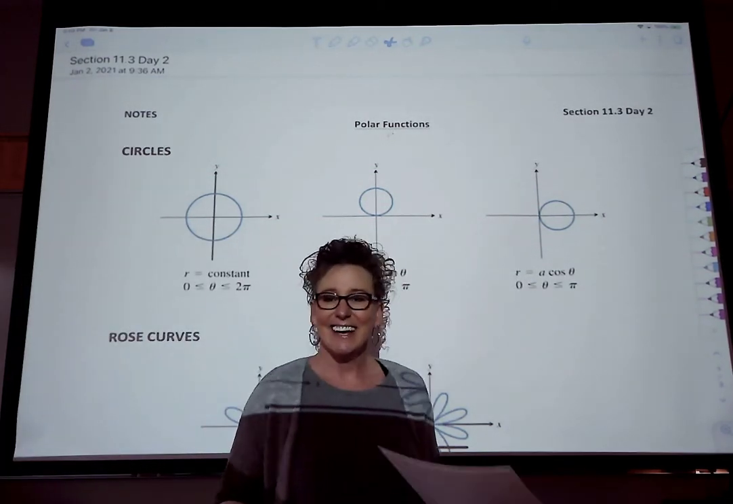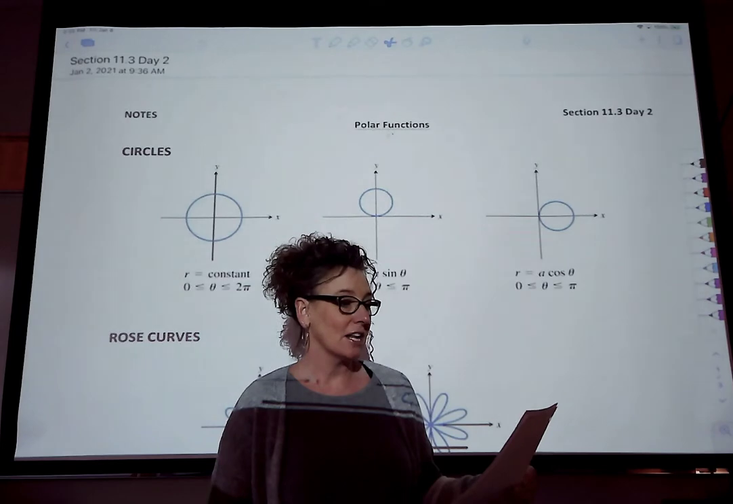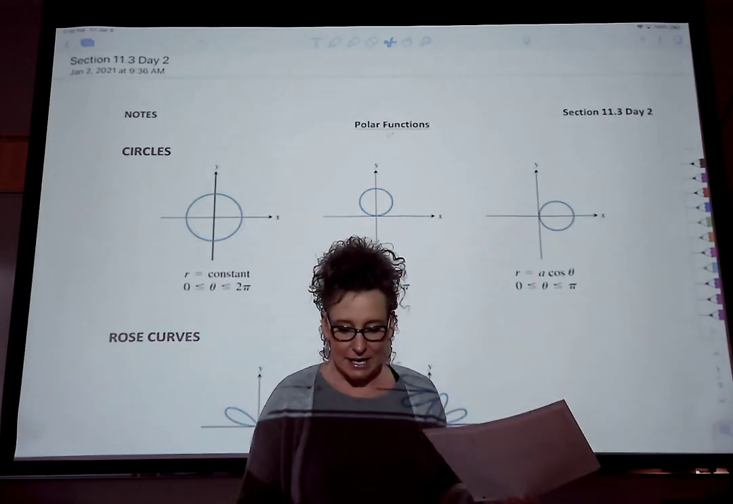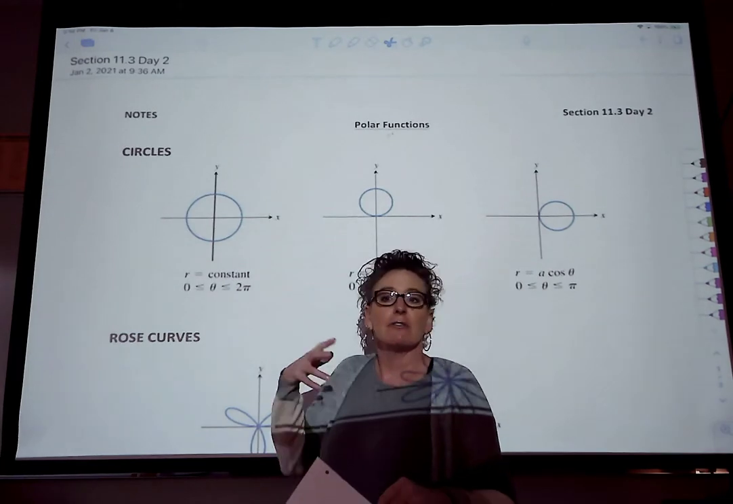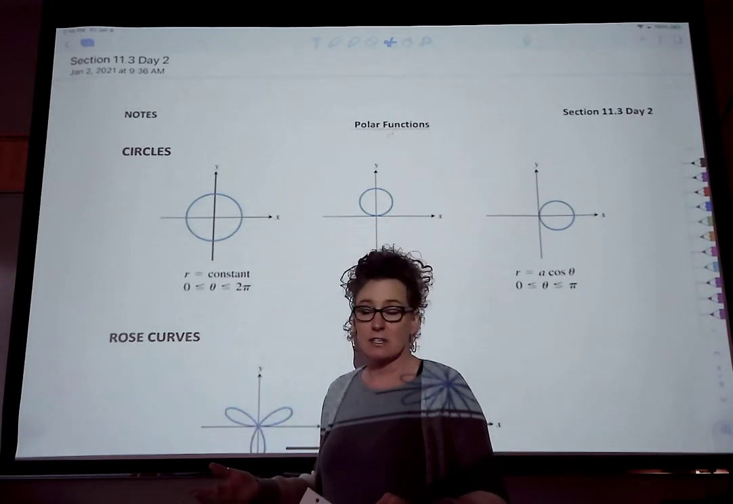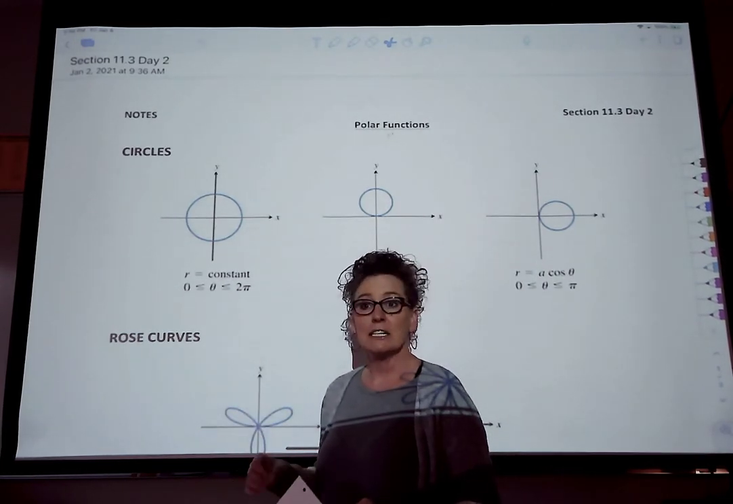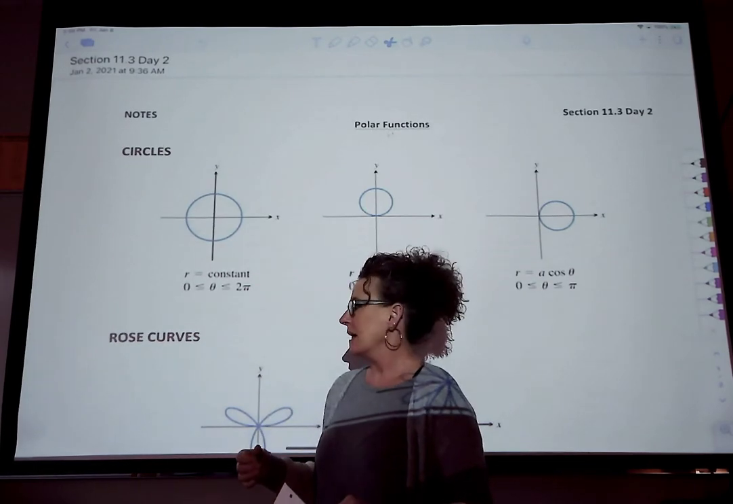Hey guys, I have your notes pulled up for section 11.3 day 2, and this is just kind of let's refamiliarize yourself with polar curves. Let's watch how they're graphed and things like that.